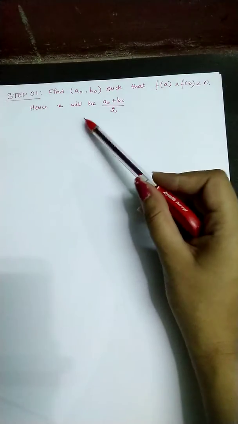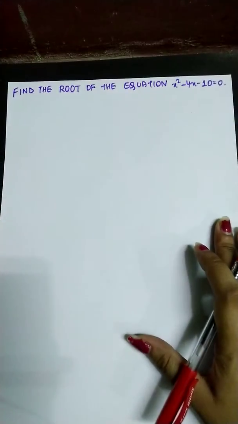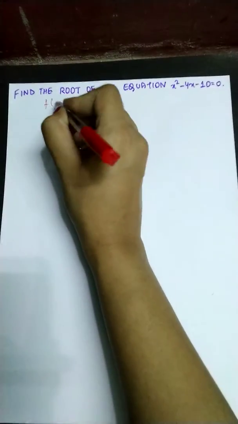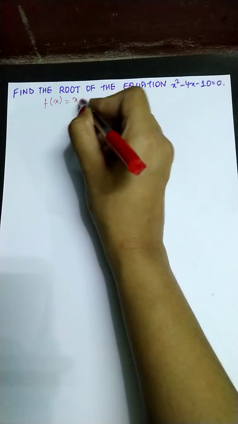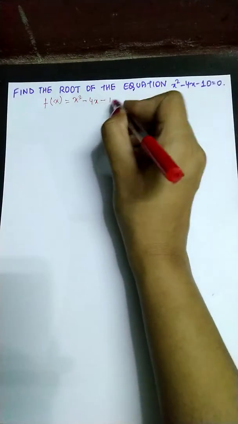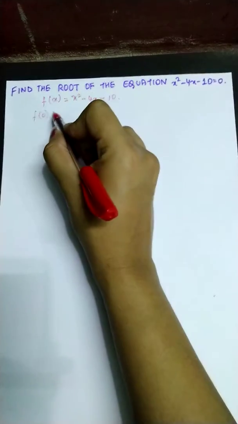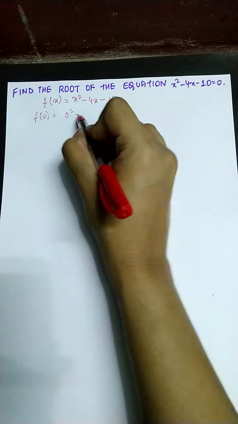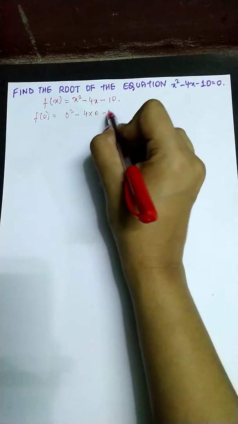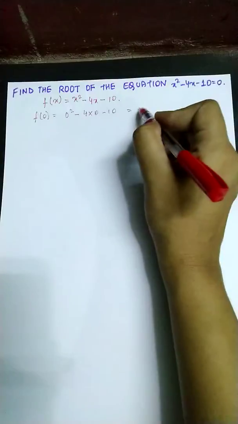Step 1 is to find a0 and b0, the initial values that we begin with, such that f(a) into f(b) is less than 0. Hence we will find x, which will be (a plus b) by 2. So how do we find this? Our equation is f(x) equals x square minus 4x minus 10. Let's take the value f(0). That will be 0 square minus 4 into 0 minus 10. That is minus 10.